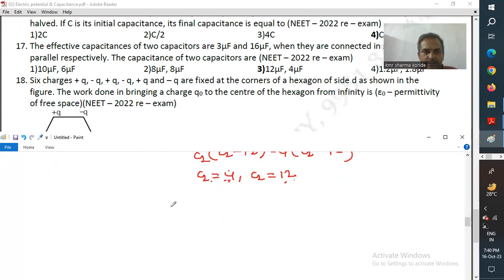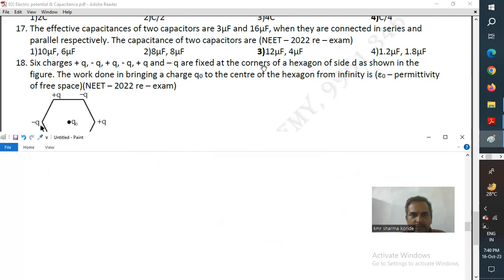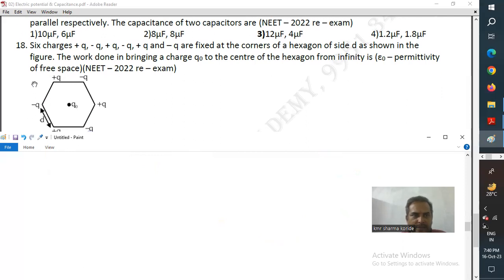Moving to the next question. 6 charges: plus Q, minus Q, plus Q, minus Q, plus Q, minus Q. So out of 6, 3 are negative and 3 are positive. They are arranged at the corners of a hexagon of side D as shown in the figure. Work done in bringing a charge Q0 to the center of the hexagon from infinity is.